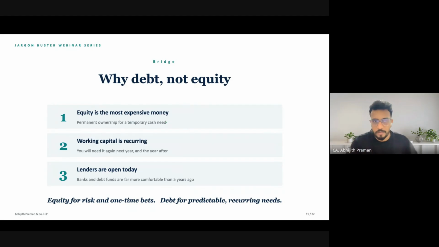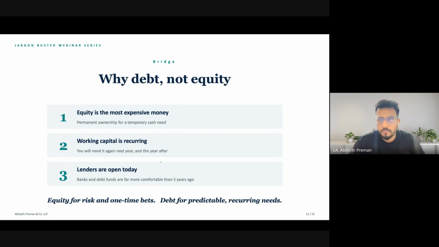Then lenders are open today. Banks and debt funds are far more comfortable than 5 years ago. So the lenders have come up with newer schemes. There are revenue-based financing and a lot of new instruments available in the market, which are flexible to the needs of the founders. So explore that as well. So equity for risk and one-time bets, debt for predictable recurring needs.